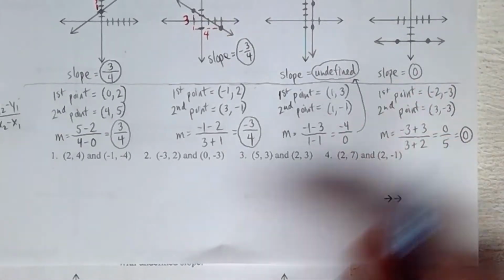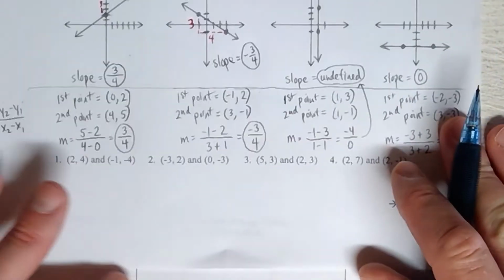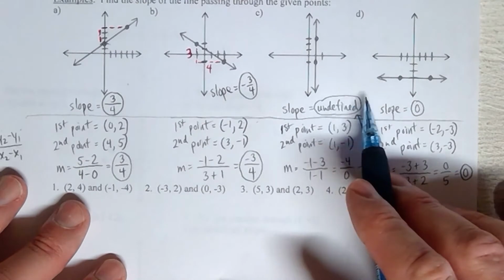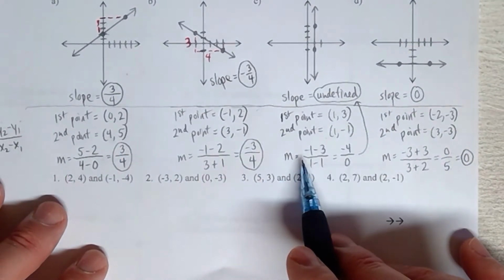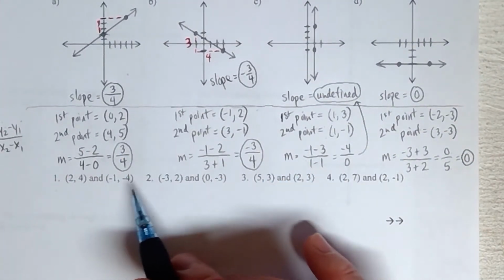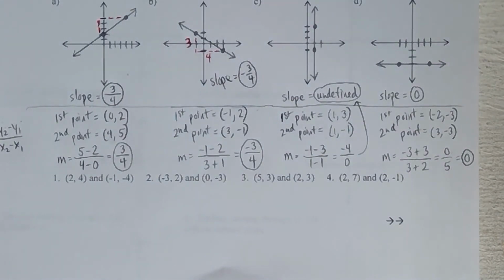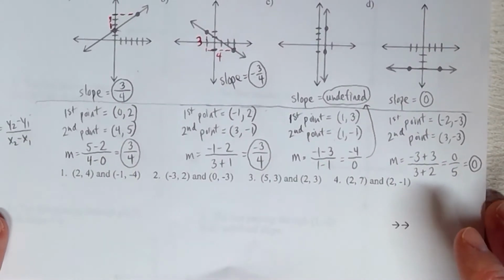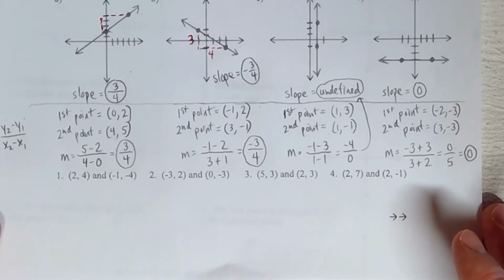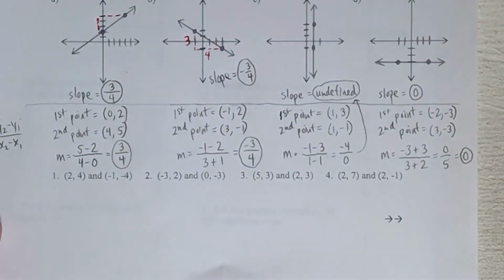I'll let you guys try problems 1 through 4. You could either graph it and do what I just talked about, or you can use the formula. Probably be easier just to use the formula since I didn't graph it for you already. Okay, but either way you can do it. So try those 4 problems, hit the play button, we'll see how it comes out.